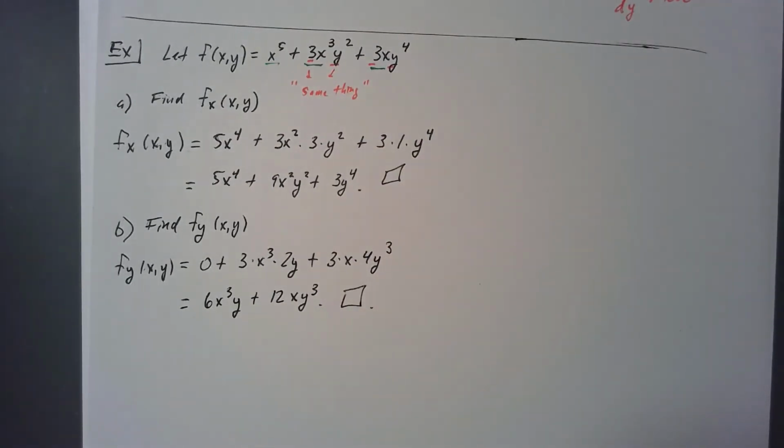And you can see how they look very different, obviously. That should go without saying, but when you're taking the partial derivatives, the idea is to hold the other variable constant.